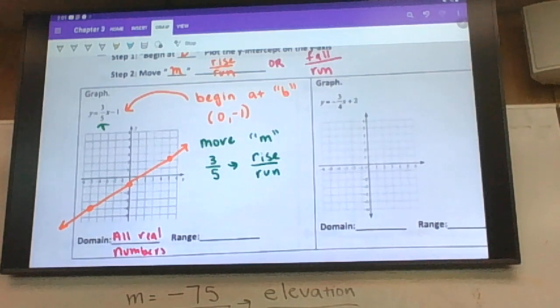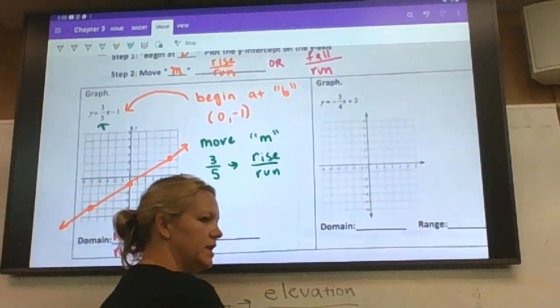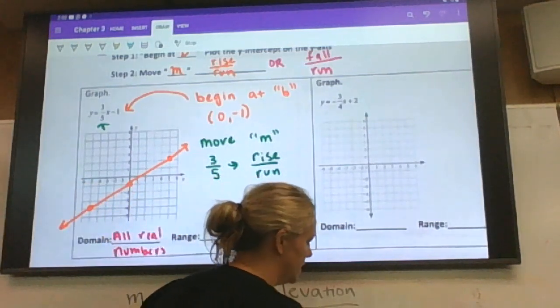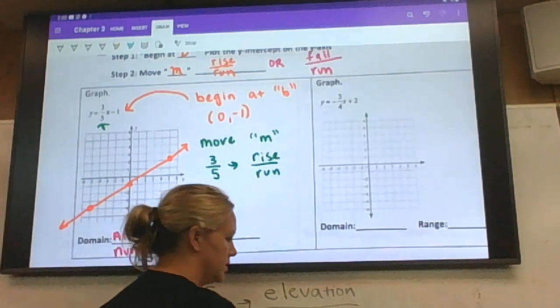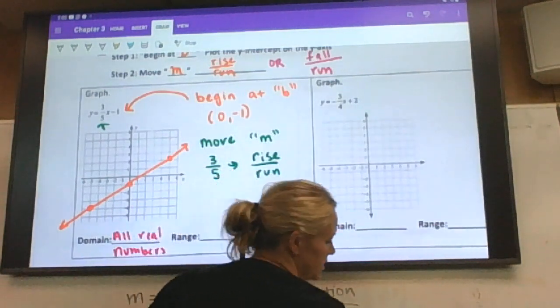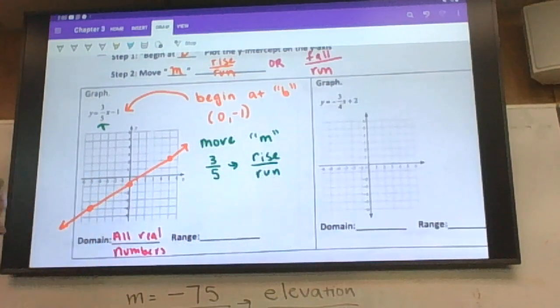For all straight lines that are not word problems, it'll hit every x value, all real numbers, unless it's a vertical line. Your range will be all. Yeah, and it's also, Gavin, if it's not straight up and down. But straight up and down's not a function.